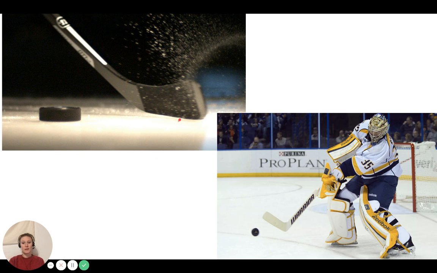Here we have an example of a puck that is standing still and a hockey stick that is going to hit this puck. Then the puck that is moving will be stopped by the stationary hockey stick.